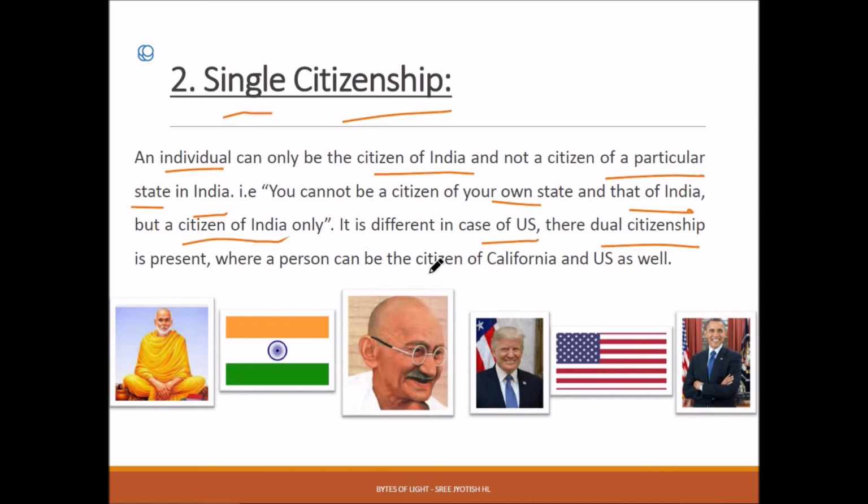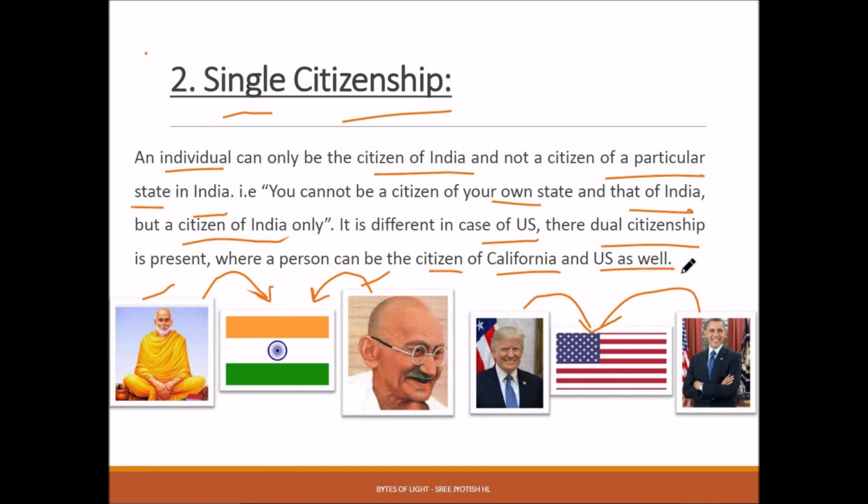That is, you can be a citizen of California, that is a state in US, and also the US as well. Just like Srinarayana Guru is from Kerala and Mahatma Gandhi is from Gujarat. They both have only the citizenship of India and not of Kerala and that of Gujarat. But when it comes to Barack Obama and Donald Trump, if they are from different states, they have the citizenship of those states as well as that of US.